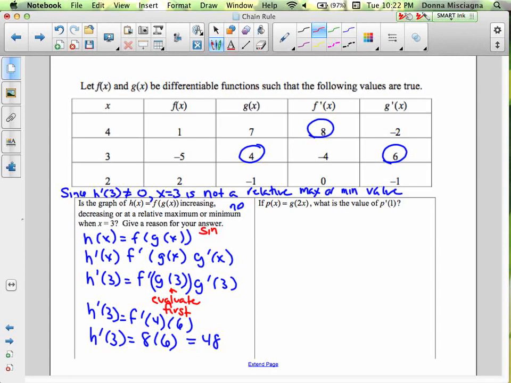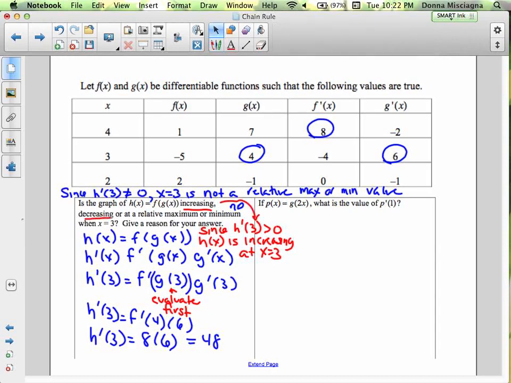So here's part 2 of my answer. So since h prime of 3 is greater than 0, h of x is increasing at x equals 3. All right, so that's what it is doing. All right, so increasing or decreasing. This one's a yes, but the relative max and min, that was a no, right? Because it's not a horizontal tangent there. So it can't be a relative max or min.